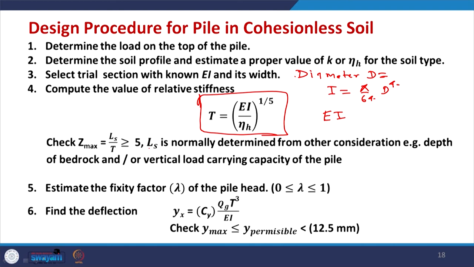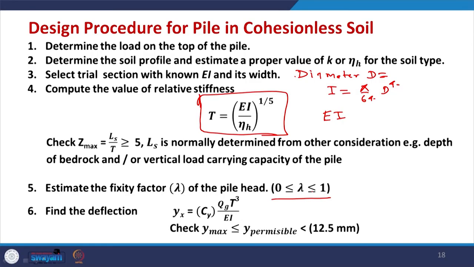Then estimate the fixity factor lambda of the pile. Yeah, this is important. The value of lambda is between 0 and 1. As we discussed in the last lecture, the value of lambda defines the fixity condition of the pile head. If your pile head is free, then lambda will be 0. If it is free for deflection but completely restrained against rotation, then we say that lambda should be taken as 1. If it is partially restrained, then the value of lambda will be between 0 and 1.